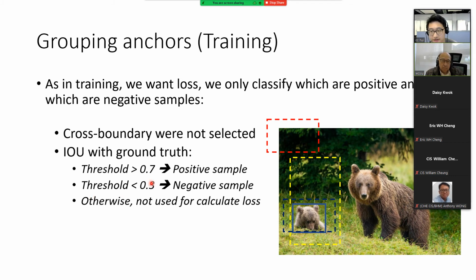And lesser than 0.3 we will set as negative sample. So here the yellow one maybe is less than 0.3, so we set it as background to train. For the other boxes, no matter where they are, if the IOU is between 0.3 and 0.7, we do not use them to calculate the losses. So here is how we separate the anchors into positive, negative and useless samples.